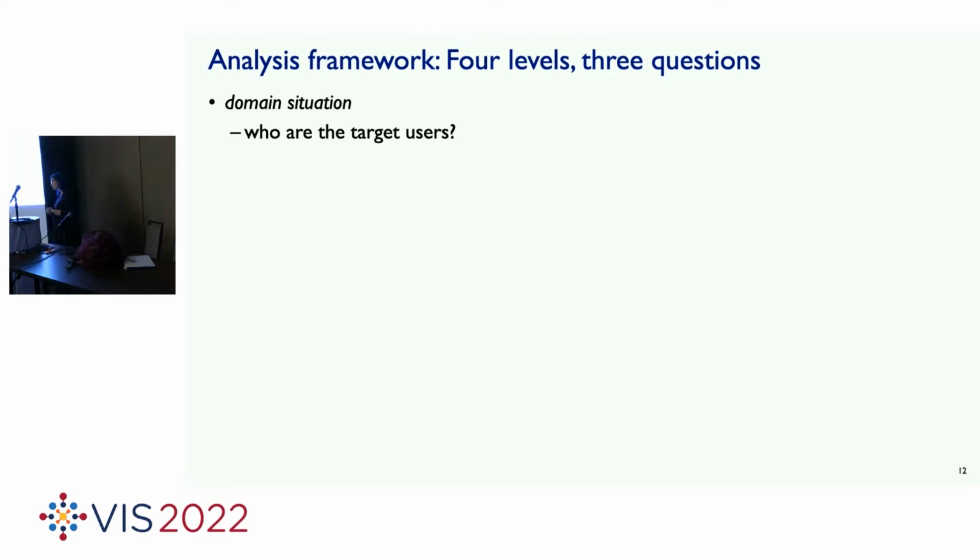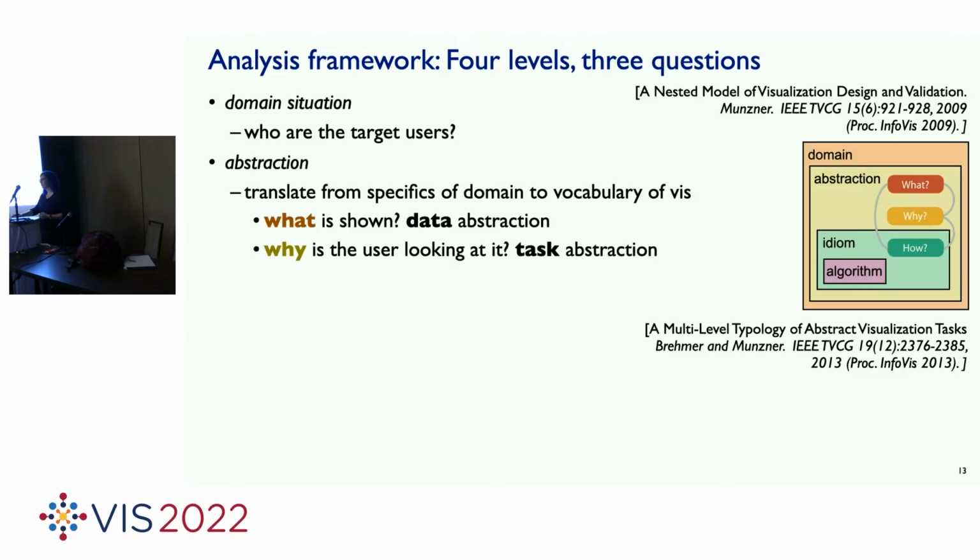So a framework for analysis that I found very helpful, that I've proposed called the nested model, is this idea that there's 4 levels of design and 3 questions we can ask within them. And so we'll start out with this idea that you're often designing for a particular domain. I'm going to call that the domain situation. And you want to understand if you're designing for some kind of real-world specific use case, well, who are the people you're designing for? What are their concerns? How do they think about, what questions do they have that they somehow think could be answered through data?